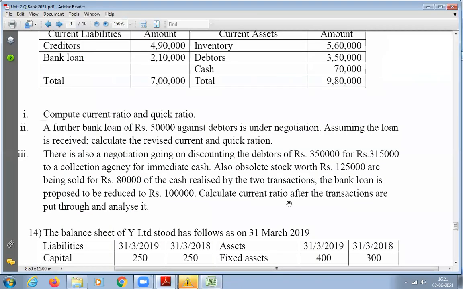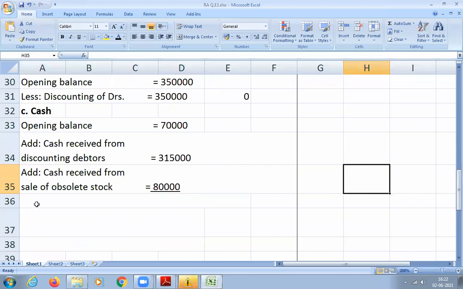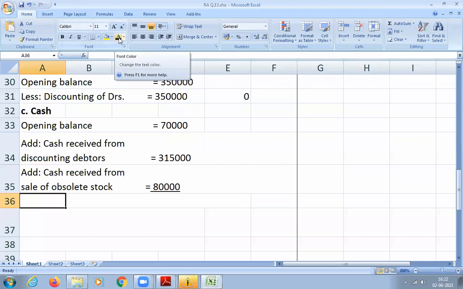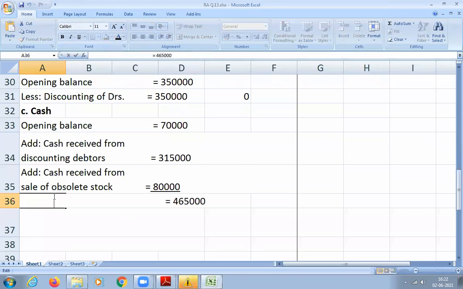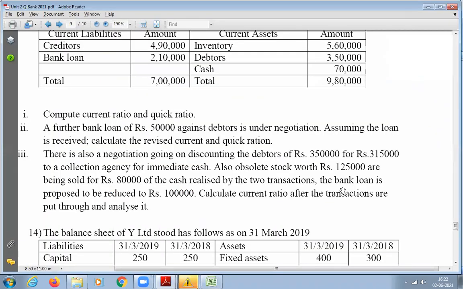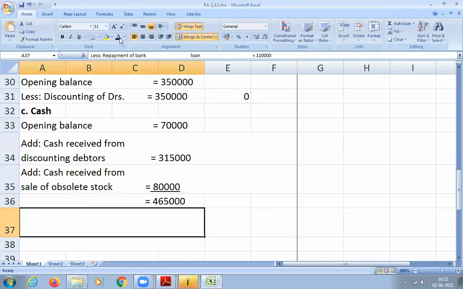Any other cash coming in? No, sir. Cash is going out. Then calculate how much you get: 4,65,000, adding all these three. Now minus this, how much are you paying? Bank loan payment of 1,10,000. Because it is 2,10,000 here and the loan is being reduced to 1 lakh, that means they have to pay 1,10,000 to reduce it to 1 lakh. So deduct this, how much will you get?